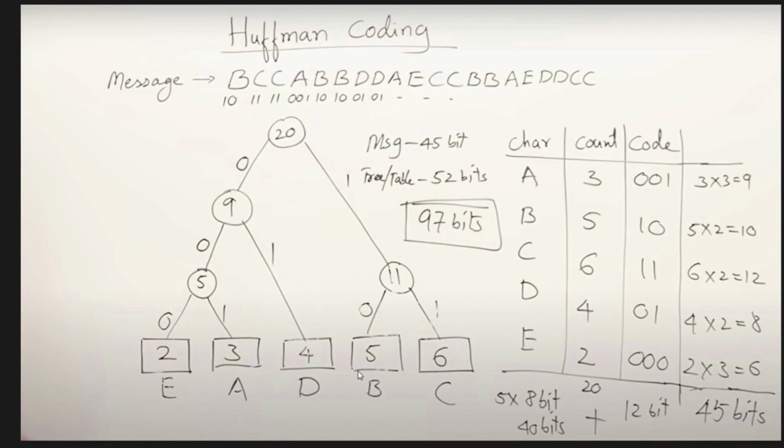Now I have to consider the least sum. Here the possible pair is 2 and 3, and the least sum is 5. The next possible pair is 5 and 4, and the least sum is 9. The next possible pair is 5 and 6, and the sum is 11. The next possible pair is 9 and 11, and the sum is 20. On the left side of the tree, I allocate 0, and on the right side, I allocate 1, as you can see.